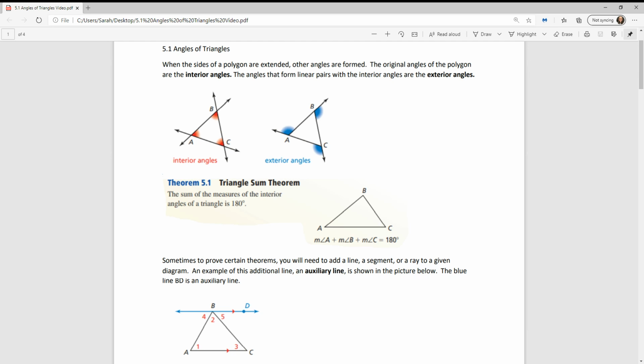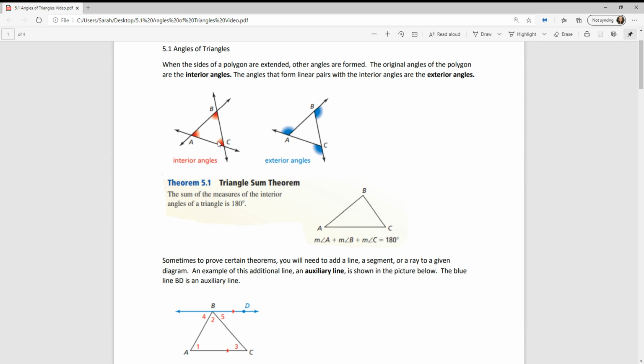Hello, today we're going to continue talking about triangles, but we're going to be focused specifically now on the angles. At the end of the last lesson, we talked about how the interior angles, which are measured in red here, are the inside angles of a triangle. And we know that the three interior angles add up to 180 degrees.